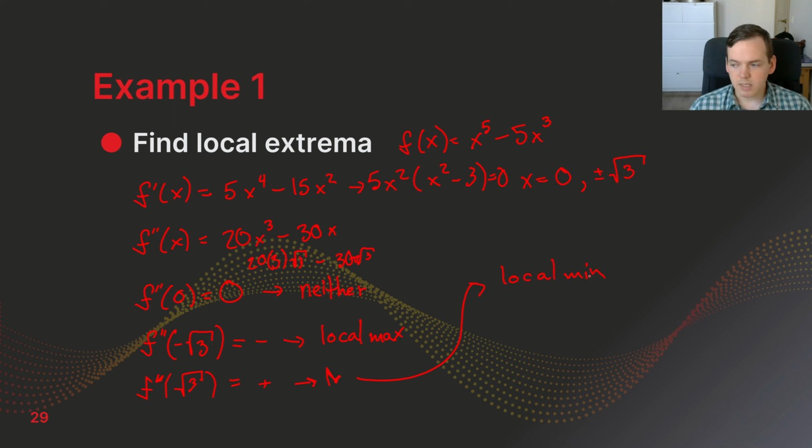So again, the second derivative test is just looking at how the concavity and the critical points interact and figuring out whether we've got local minimums or local maximums.